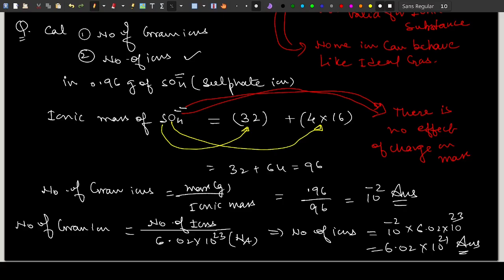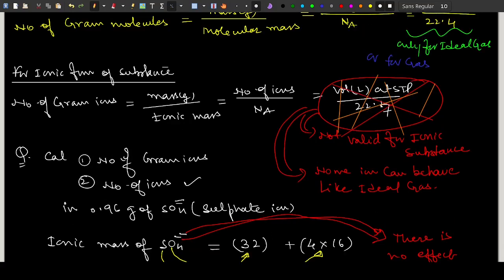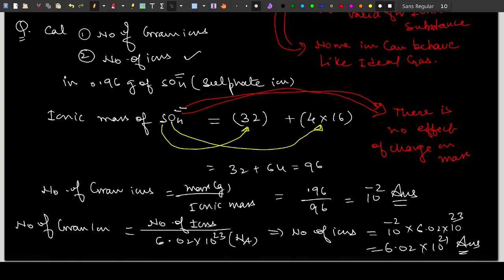So remember, don't apply this formula. This formula will not be applicable here because the substance is ionic. So PV is equal to nRT, the ideal gas equation, cannot be applied because no ion can we have like an ideal gas.